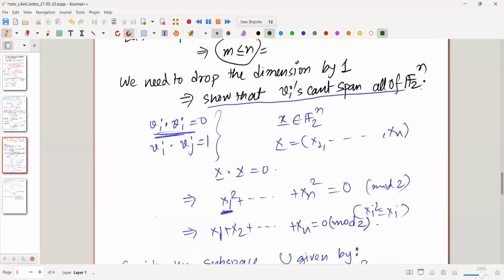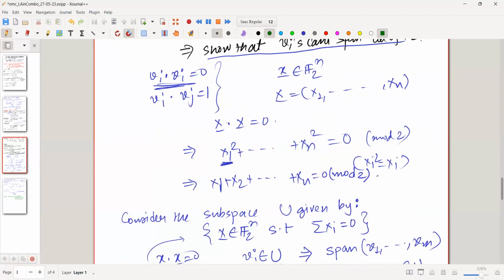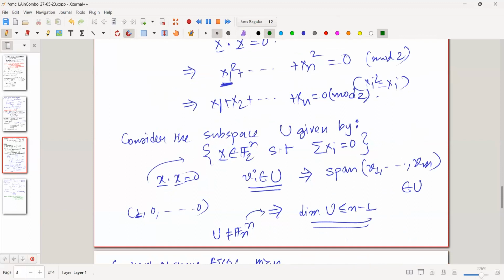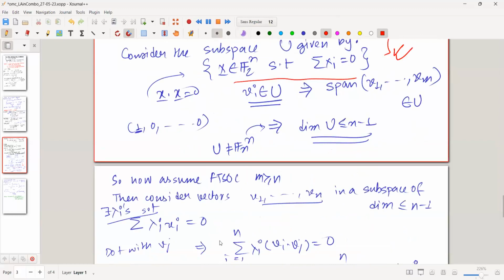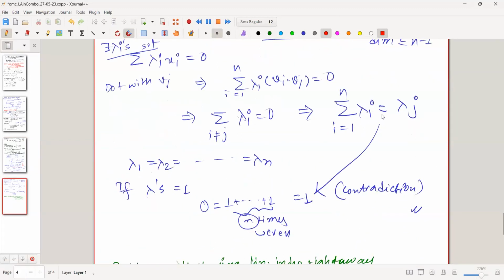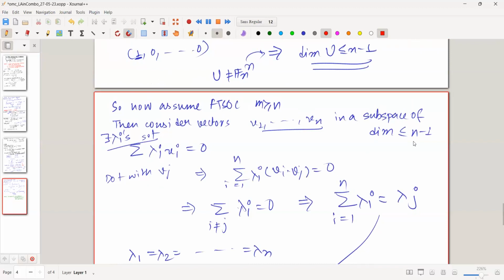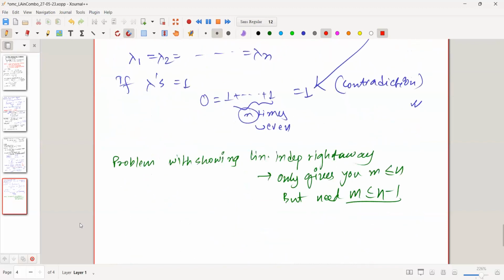And we do that by showing that the Vi's can't span all of the vector space. Consider the subspace U given by summation xi equals 0. Then I know that this is exactly the subspace of all those vectors satisfying dotted with themselves equals 0, right? So all the Vi's belong in this subspace, and hence the span does as well, so the dimension of the span is at most n minus 1. And now we can prove linear independence. If m was at least n, then you have n vectors in a subspace of dimension at most n minus 1. So they are linearly dependent, but then that gives you a contradiction. So any questions with this proof, and any ideas for the n odd case?